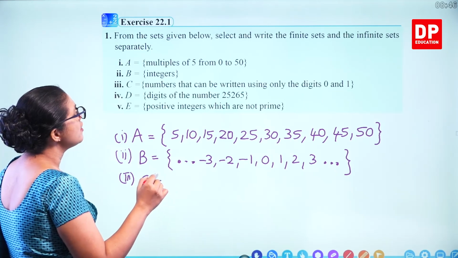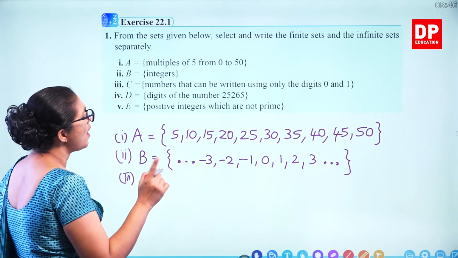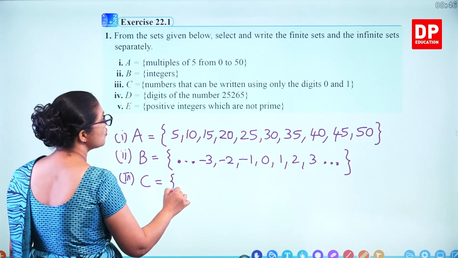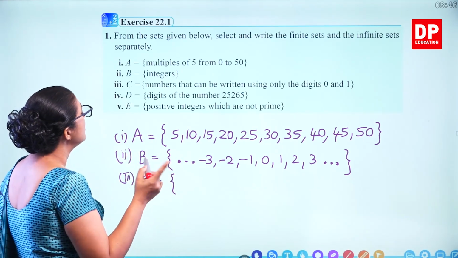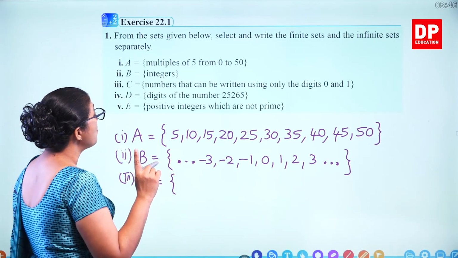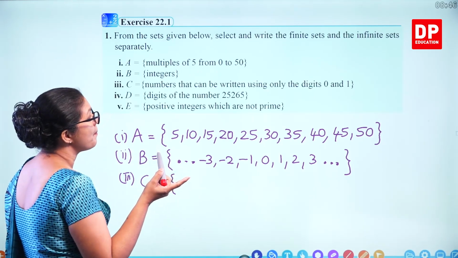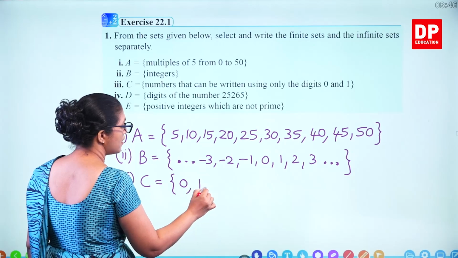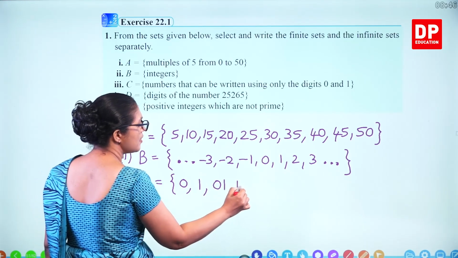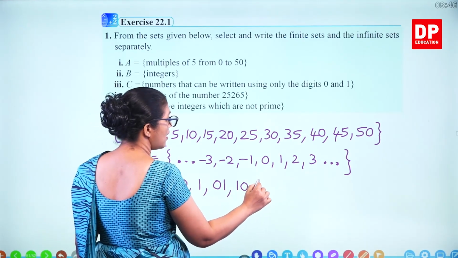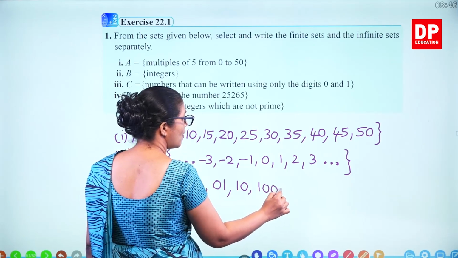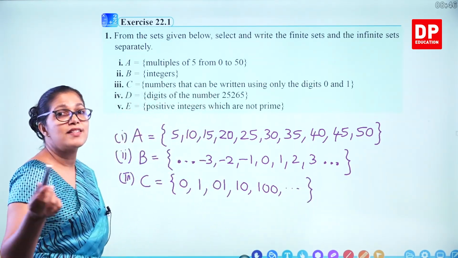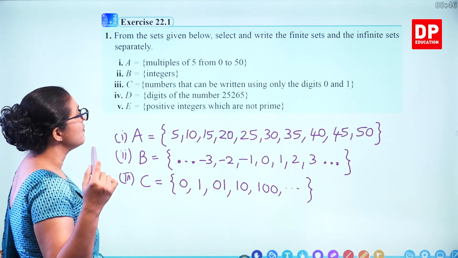C, numbers that can be written using only the digits 0 and 1. So what numbers can you write with 0 and 1? There is no end. You can write 0, 1, 10, 11, 100. Likewise, it's never ending: 1100, 1000. Any number with 0 and 1.